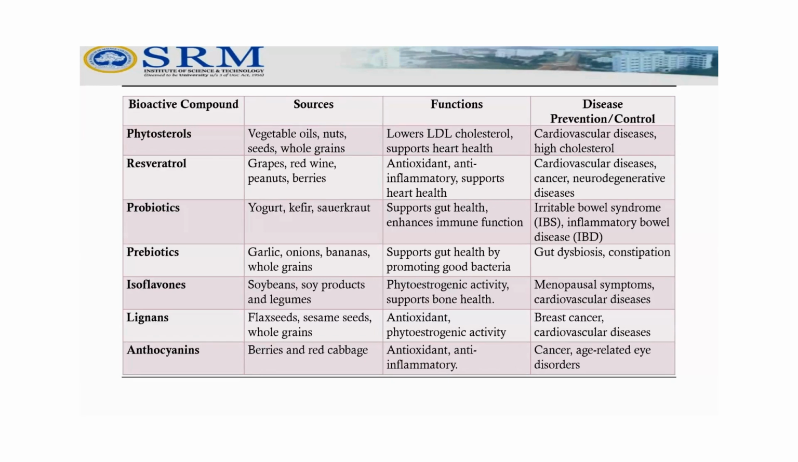The bioactive compounds, even the live microbes, could be considered as bioactive compounds. Probiotics are examples. Prebiotic substances are also present in garlic, onion, banana, and whole grains, which may support gut health by promoting good bacteria. These two are gaining major momentum in designer food development. Other than this, other bioactive compounds also play a major role.